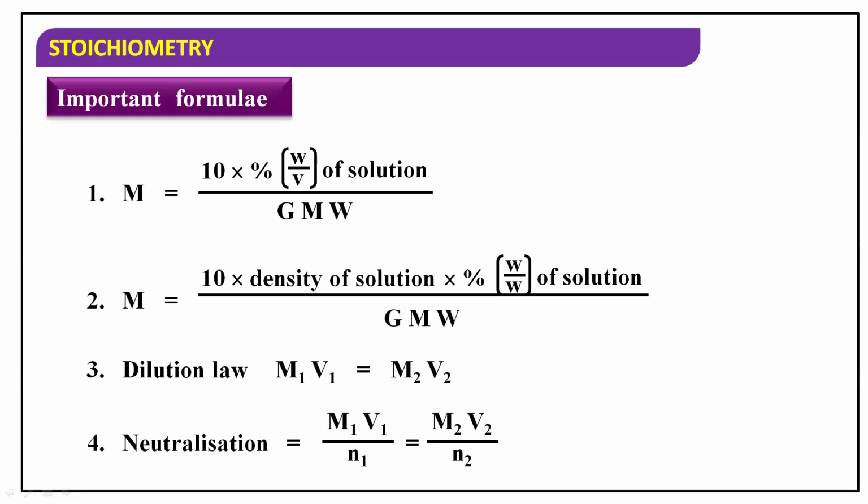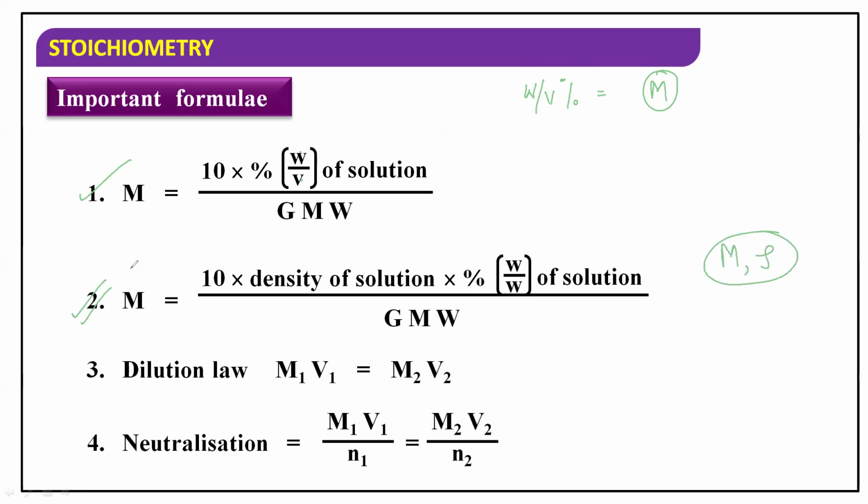Okay. Now, the first formula is basically telling you the relationship between weight by volume. If you have weight by volume percentage given and the question asks for molarity, you will use this formula: molarity is equal to 10 into weight by volume percentage divided by gram molar weight. Correct? The second formula gives you the relationship between molarity and density.